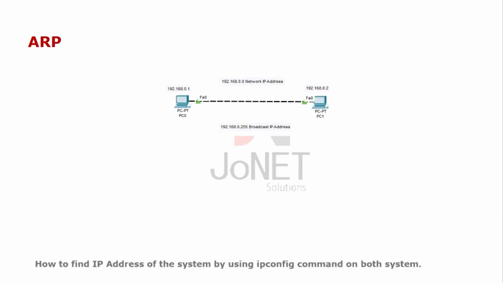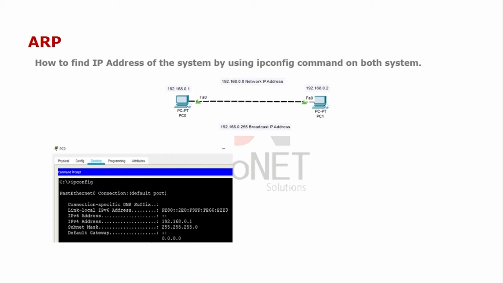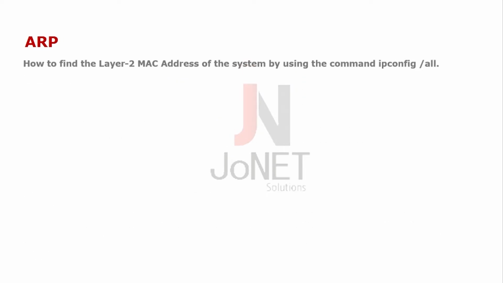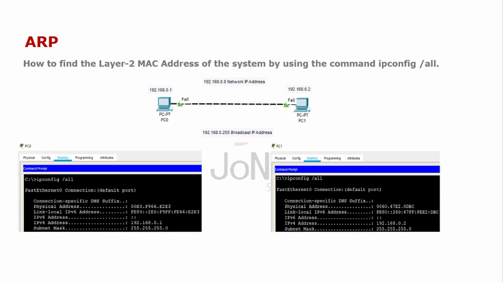Now, how do we find the IP address of the system by using the ipconfig command on both systems? Usually we use ipconfig. Once you enter this command in the command prompt, it will list your IP address and the subnet mask. How do we find the layer 2 MAC address of the system? Use the command ipconfig /all. Once you enter it, we can find the physical address, that is the layer 2 MAC address of the system interface.